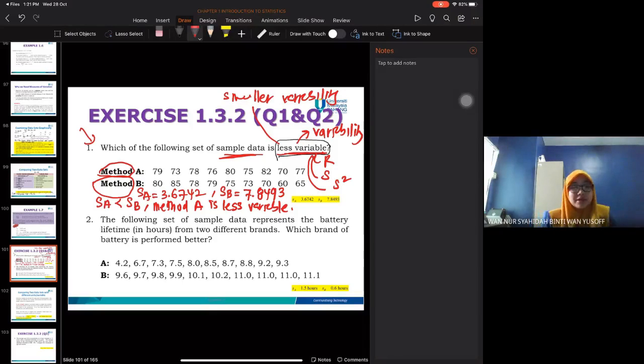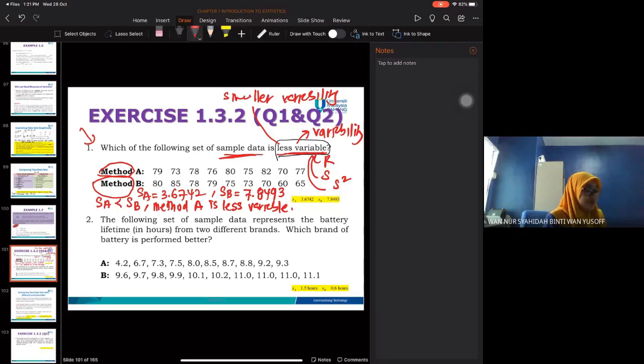Compare, calculate the value that relates to that term. You can choose whether you use range, standard deviation, or variance. You have to reach the same conclusion. The conclusion must be similar because it is about the same data set. After you get the value, compare which one is smaller, or which one is the highest. It's up to you. So what we do here: SA less than SB, so method A is less variable.